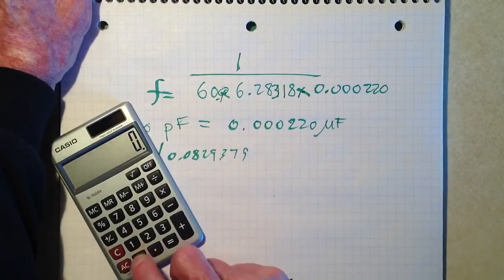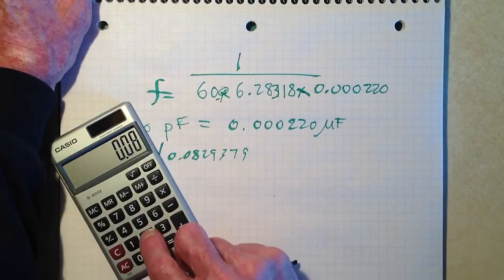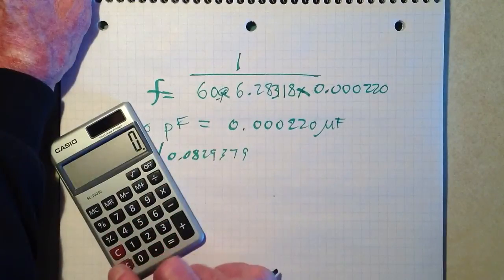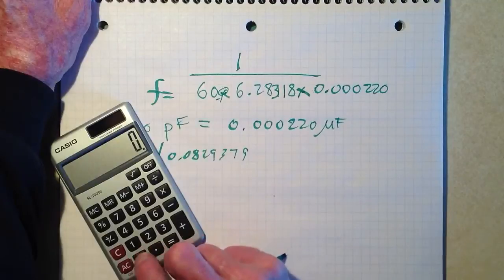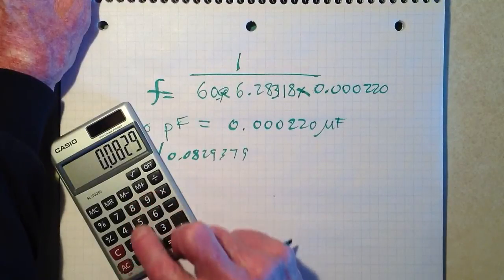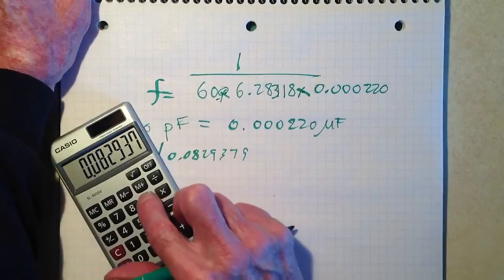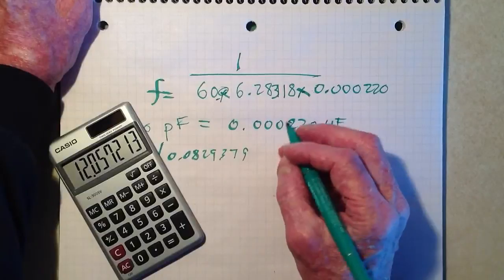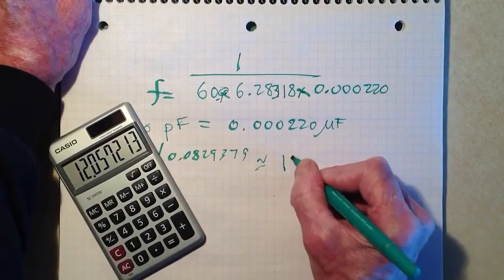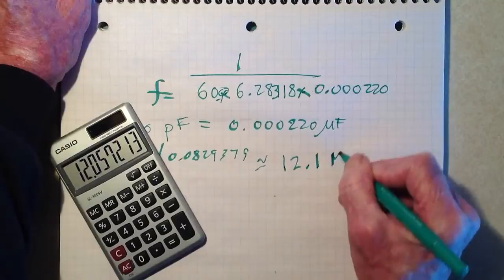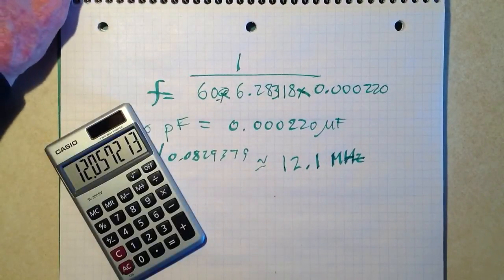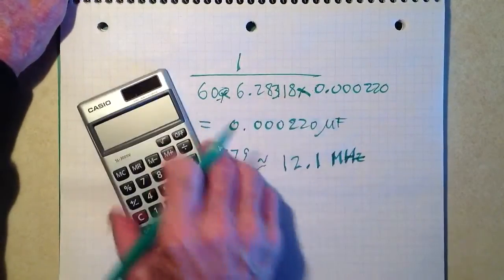Let's start over here. 1 divided by 0.0829379, and we're getting there. 12.05 megahertz. We'd round that off to 12.1 megahertz. So that's how you can do calculations like that.